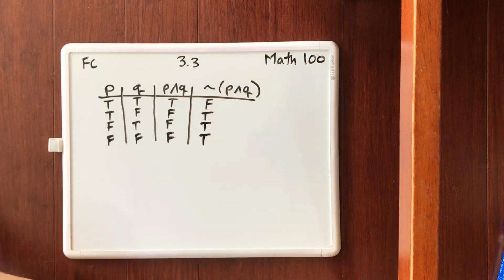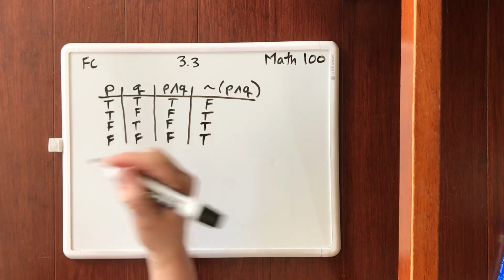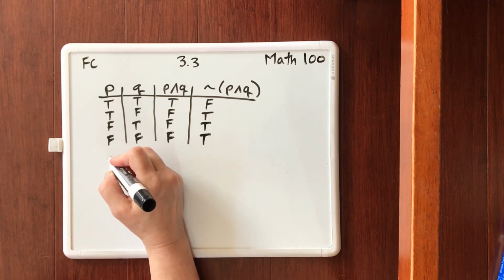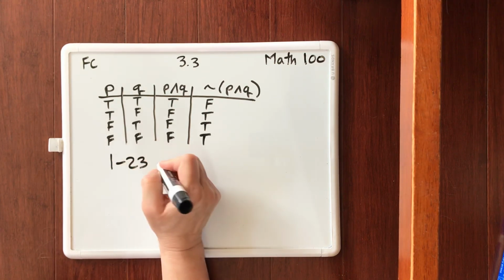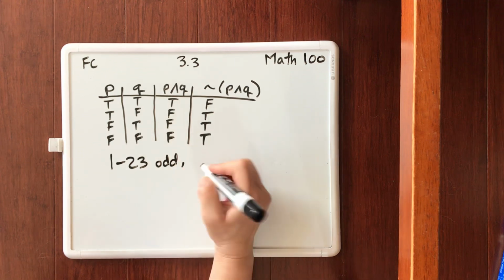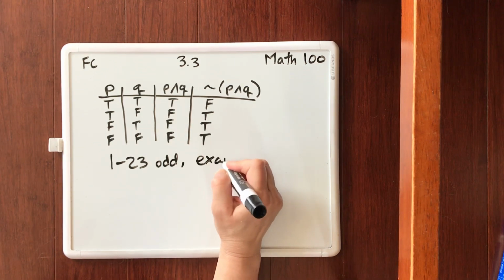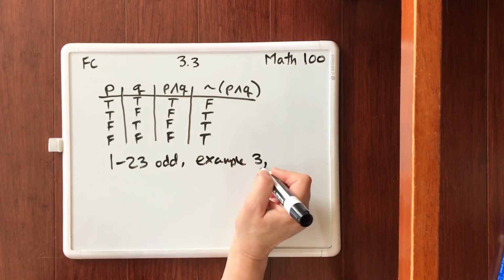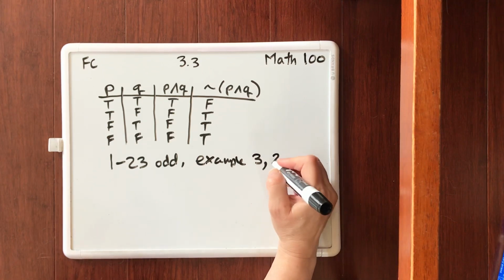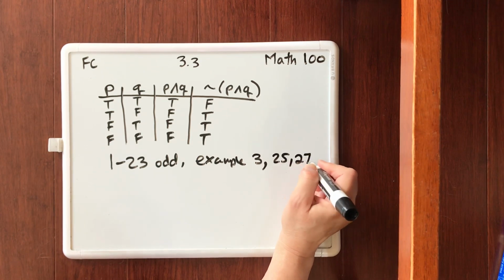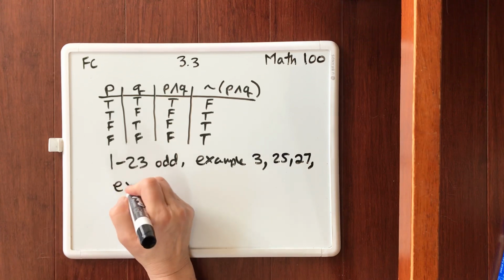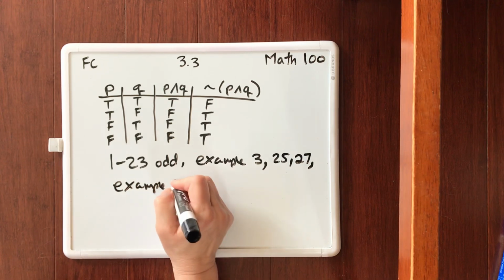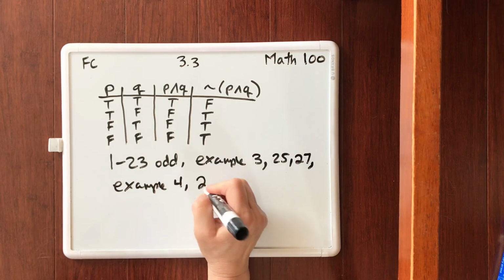Okay, very good. Now I'm going to go ahead and give you your homework. Homework for 3.3 is 1 through 23 odd. Then go and do example 3. And after example 3, do 25 and 27. And then after that, do example 4. And then the last problem is 29.